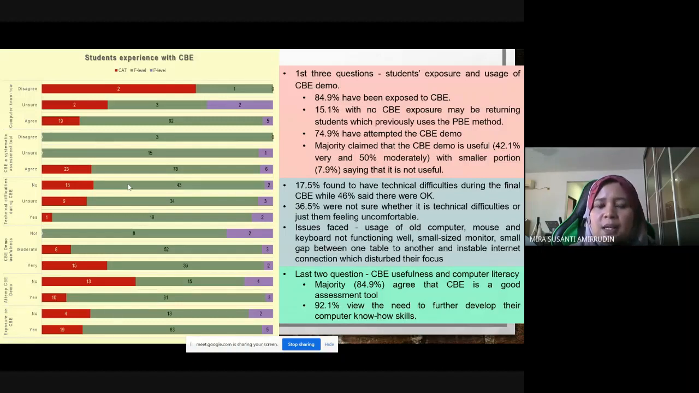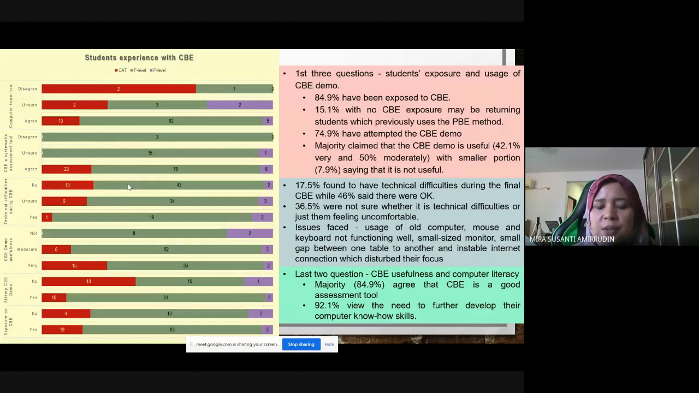Okay, so we did ask an open-ended question. Some of the issues faced by the students, for example, were the old computers, the mouse and keyboard not functioning well, small-sized monitors, and a small gap between one table and another, because when you sit for the exam, you sit in one room. Sometimes they think there is a small gap between them and their friends. Some of these issues disturb their focus.